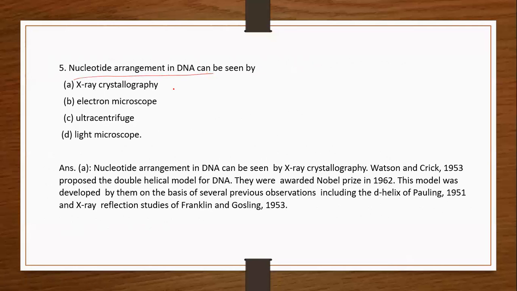Nucleotide arrangement in DNA can be seen by X-ray crystallography, electron microscope, ultracentrifuge, or light microscope. Now, nucleotide arrangement in DNA can be seen by X-ray crystallography. Watson and Crick in 1953 proposed the double helical model of DNA, and they were awarded the Nobel Prize in 1962. This model was developed on the basis of several previous observations, including the helix of Pauling and X-ray reflection studies of Franklin and Wilkins in 1953. So option A is the correct answer, that is X-ray crystallography.